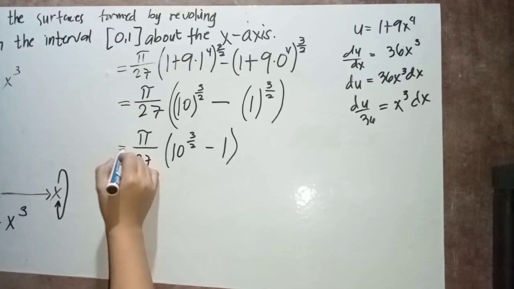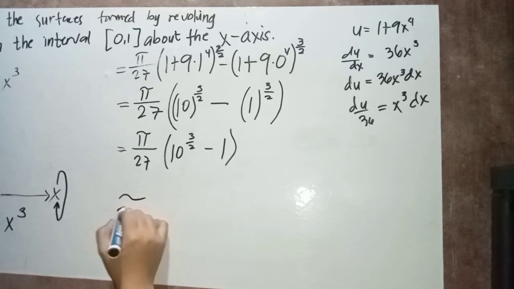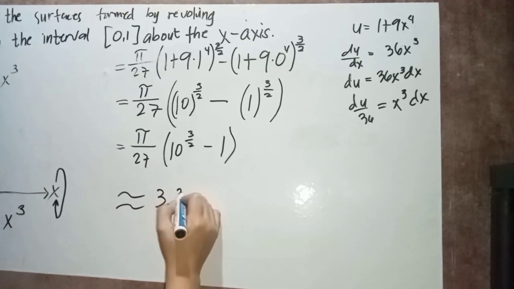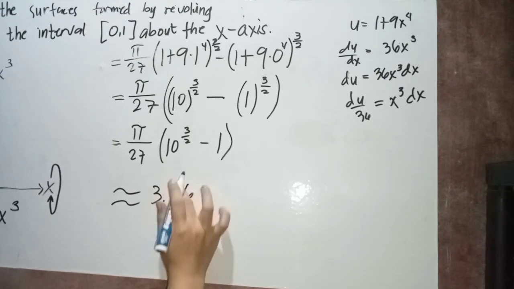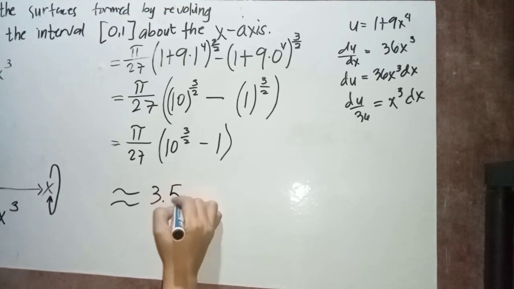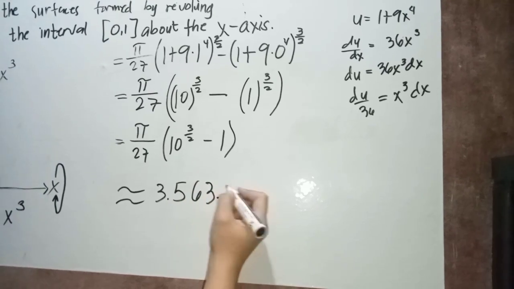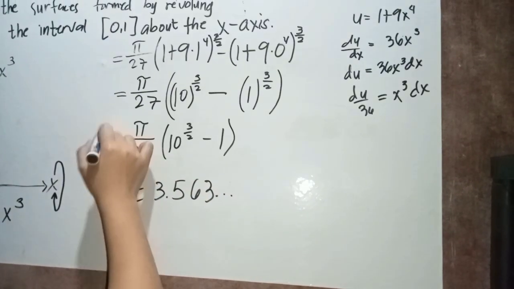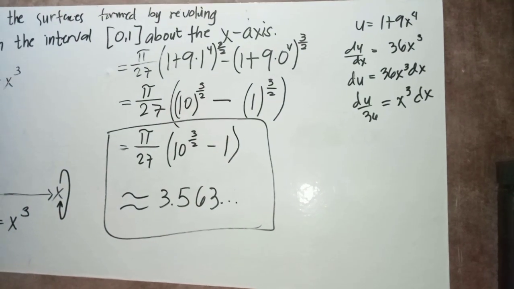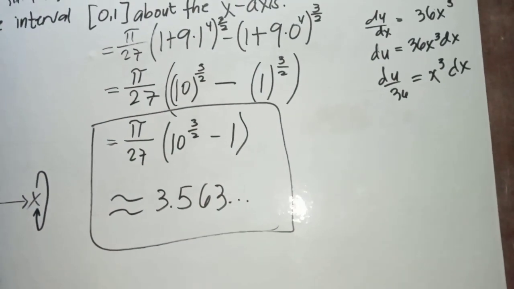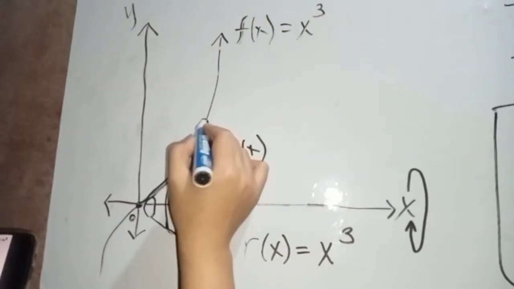If we plug this into a calculator, you'll find that the area of the surface is approximately equal to 3.563 and some more decimals. Either one of these answers is acceptable, as they both represent the area of the surface of revolution found by revolving this curve around the x-axis.